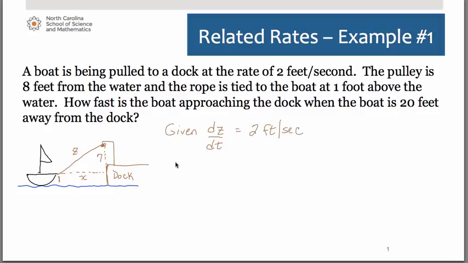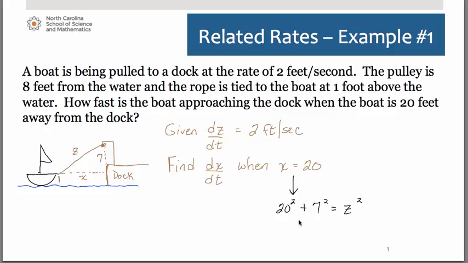Now what we're trying to find is how fast the boat is approaching the dock. So we're trying to find dx/dt at the specific point in time when x is 20 feet. So knowing that at that particular point in time when x is 20, we can apply the Pythagorean Theorem to find out what z will be at that point in time. So let's go ahead and do that because we're going to need that later anyway. So we might as well do it right here.